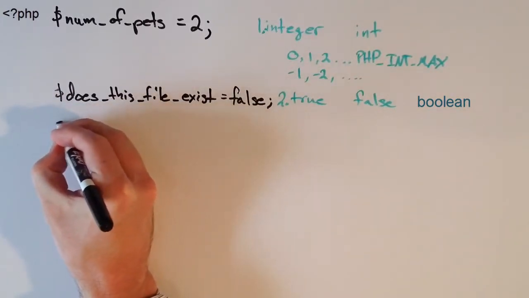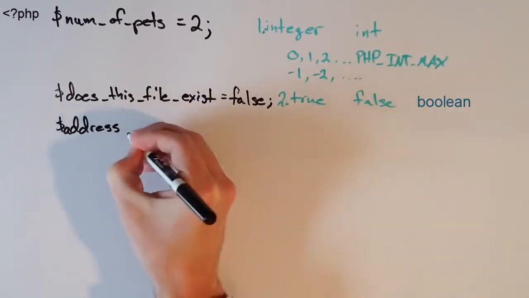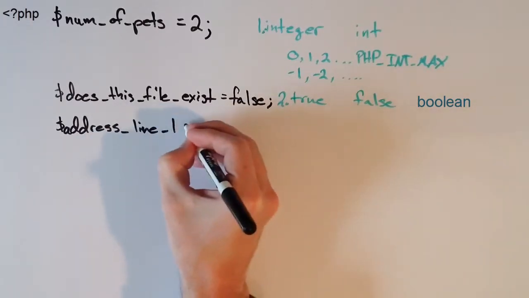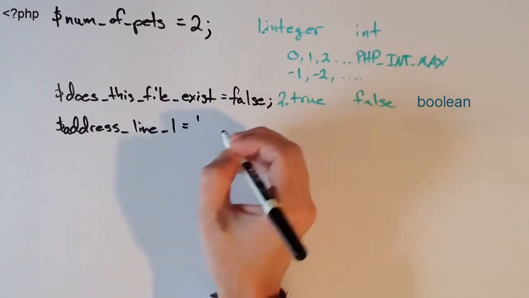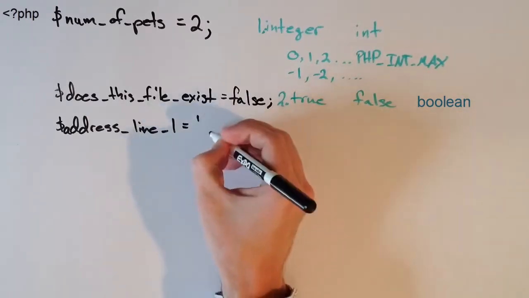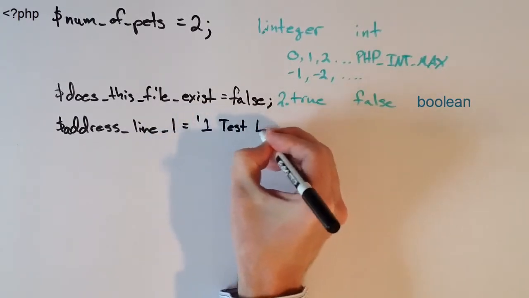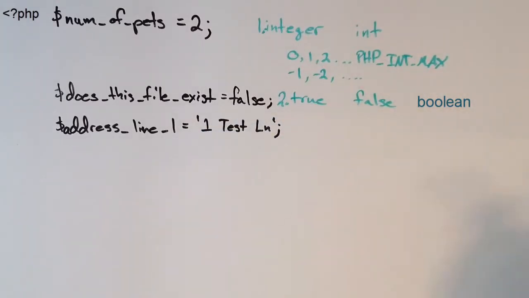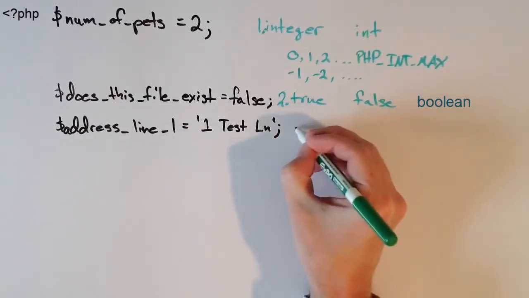So I can say $address line 1, and I can say that's equal to, and I begin it with an apostrophe, which tells PHP to take the literal value of what I'm typing, which I would say I live at 1 test lane. So in that data type, the value, the 1 test lane, that's a string.